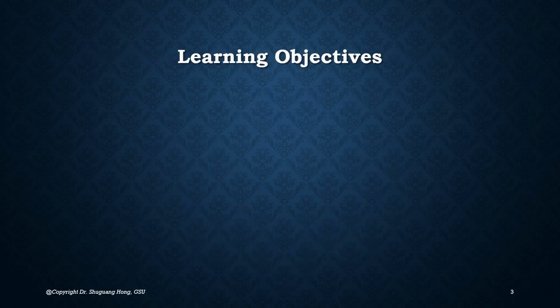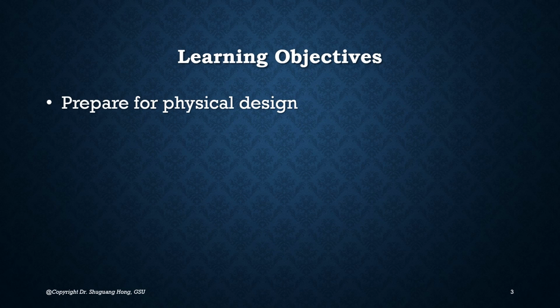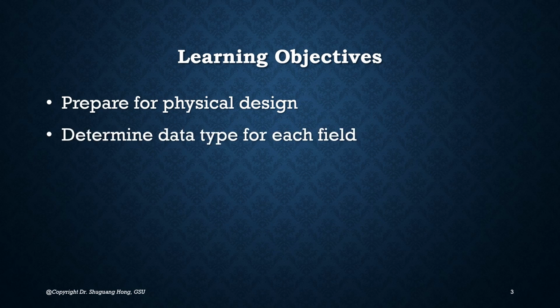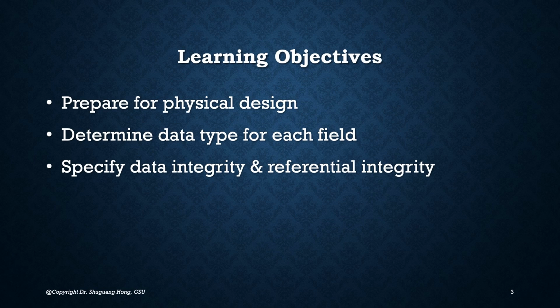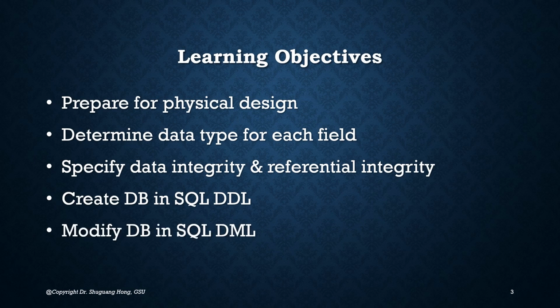Learning objectives. In this session, we will discuss the necessary preparations for the physical design, which include refining primary key design and adaptation of a naming convention for table names and field names. Describe how to determine the data type of each field. Discuss the concept of data integrity and actions to take to assure data integrity. Introduce SQL Data Definition Language, DDL for short, to create database tables, and discuss SQL Data Manipulation Language, DML, to modify data in a database.